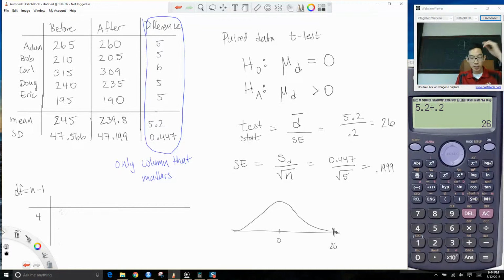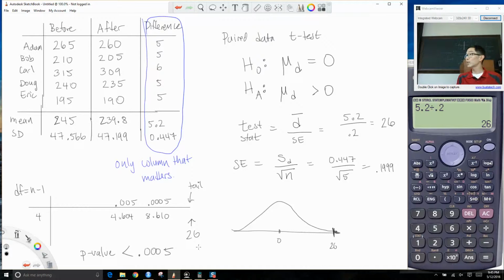Okay, and I just go and I see, well, how far out is 4 degrees of freedom? The very last values in the table are 4.604 and 8.610. 8.610 corresponds to a tail area of 3 zeros and a 5, and this is 2 zeros and a 5, okay? And here I'm out 26 standard deviations away. So that just means my tail area, whatever it is, it's going to be tiny. So my p-value, I don't have an exact value, but I do know for sure it is less than 0.0005. It's even smaller than that.